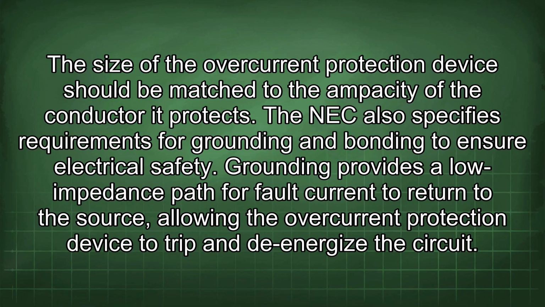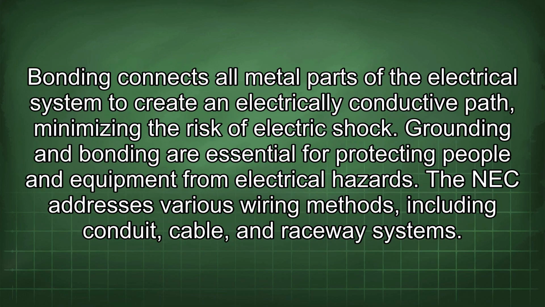The NEC also specifies requirements for grounding and bonding to ensure electrical safety. Grounding provides a low impedance path for fault current to return to the source, allowing the overcurrent protection device to trip and de-energize the circuit. Bonding connects all metal parts of the electrical system to create an electrically conductive path, minimizing the risk of electric shock. Grounding and bonding are essential for protecting people and equipment from electrical hazards.